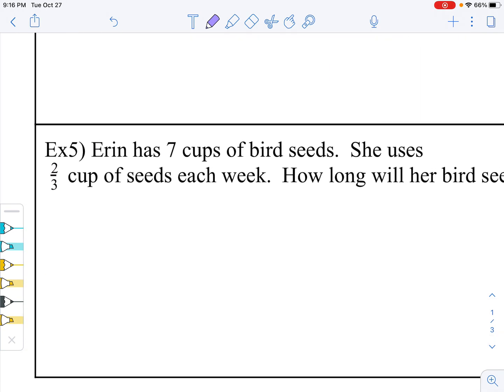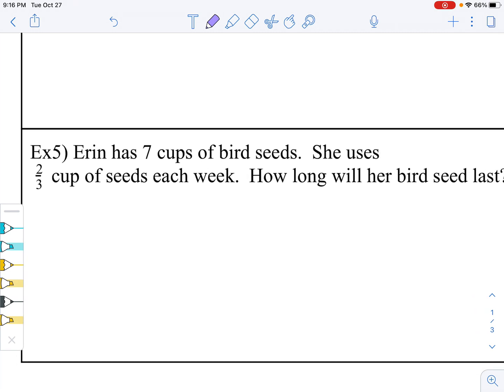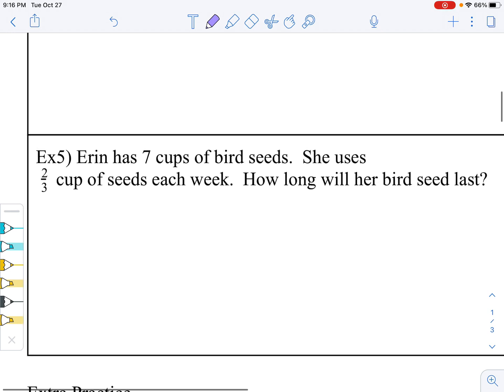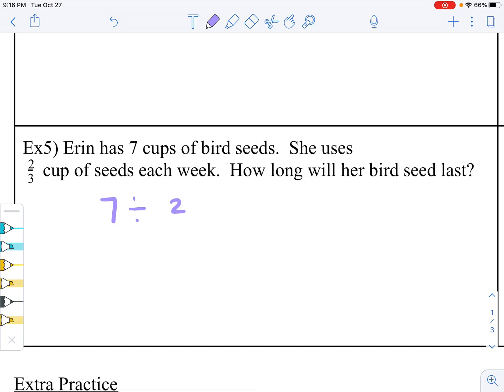In this question, Erin has 7 cups of bird seeds. She uses 2/3 of a cup of seeds each week. How long will her bird seeds last? So if we think about it, we always want to start with the total. Erin has 7 cups, and we're going to divide it into little groups of 2/3 of a cup to find out how many groups or how many weeks, how long this bird seeds will last. So we have 7 divided by 2 over 3.